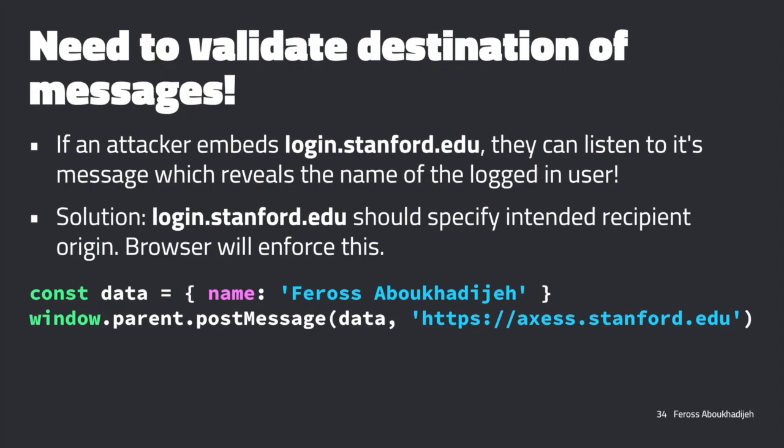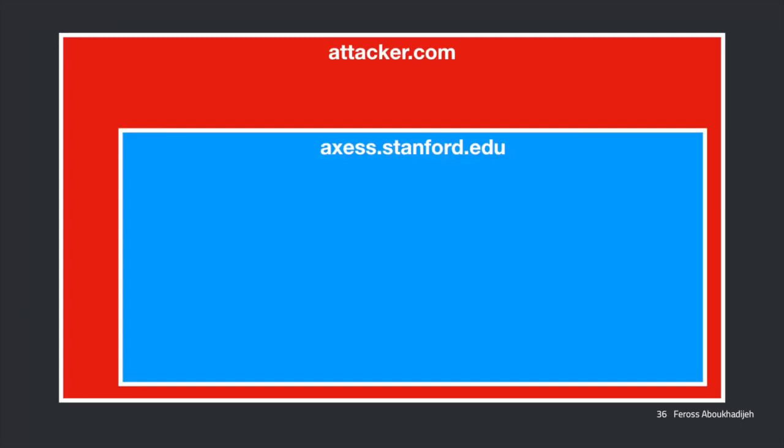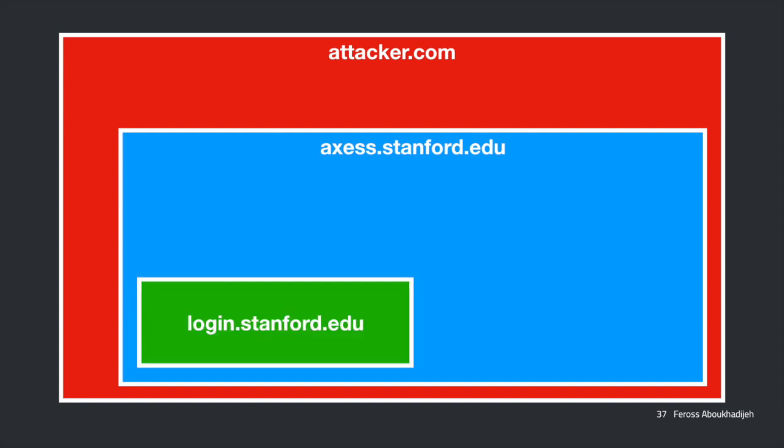So this is another scenario. This is sort of the opposite scenario. Here we have an attacker, and the attacker is going to embed Access. Here we're assuming that Access doesn't do anything to prevent itself from being embedded in a frame. And then Access is going to include login. Remember, Access here is listening for messages, and it's expecting that the message it's going to get will contain the username, and that it's going to come from this particular frame here. Its mistake is it doesn't realize that it's embedded inside of an attack site.